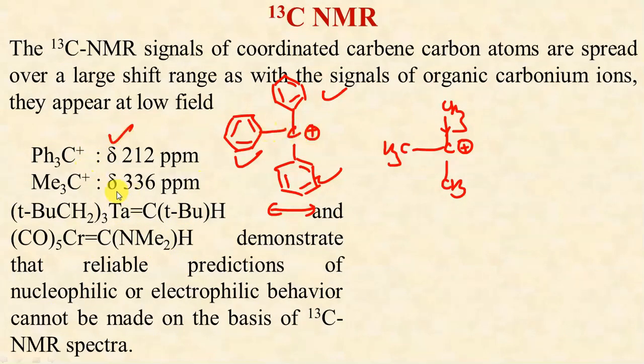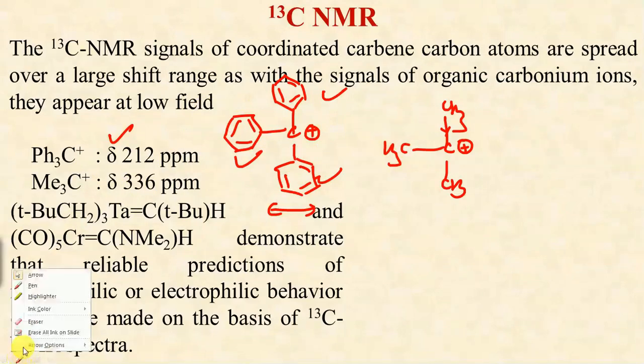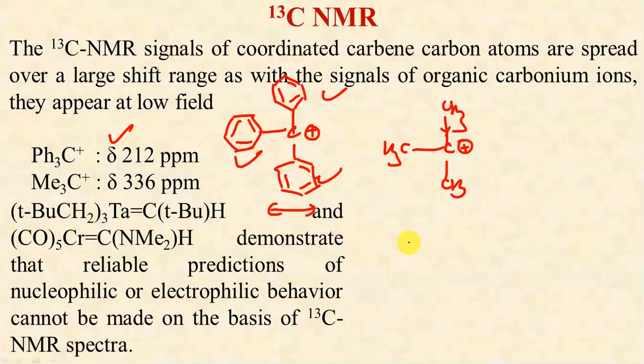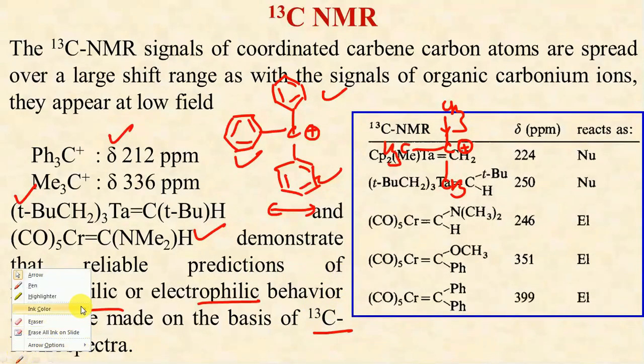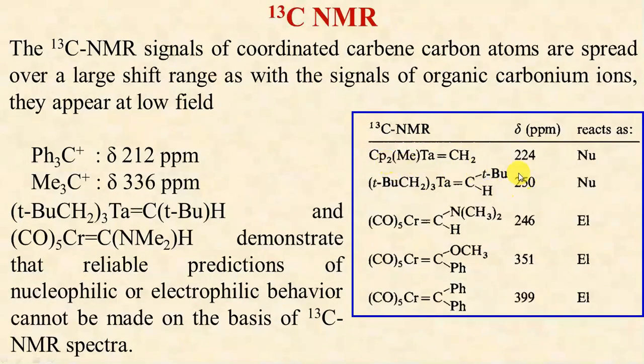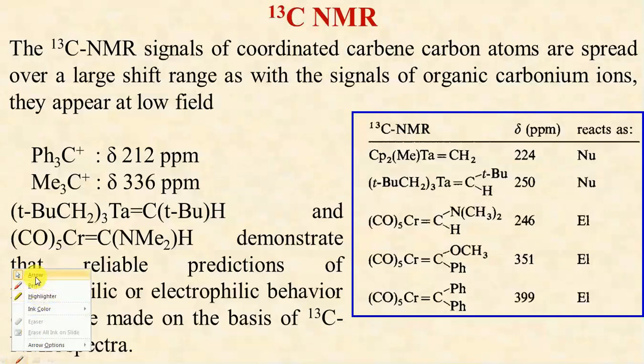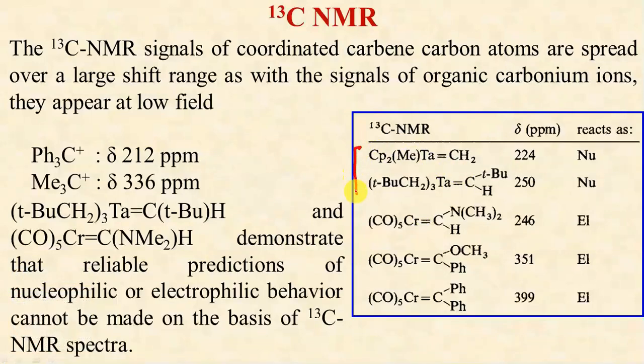Similar to these carbocations, there is a large shift in C13 NMR spectroscopy for Schrock as well as Fischer carbenes. So we will not be able to predict the nucleophilic or electrophilic behavior of the Fischer and Schrock carbenes on the basis of C13 NMR spectra. So this is some disadvantage, and this table represents the C13 chemical shifts for some Fischer and Schrock carbenes. The first two examples are for Schrock carbenes, and the last three examples are for Fischer carbenes. You can see here we have almost similar values.